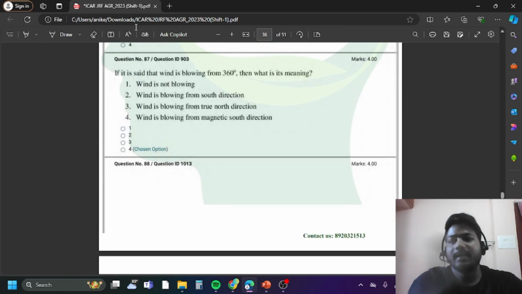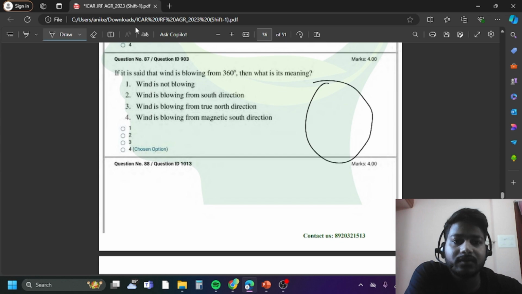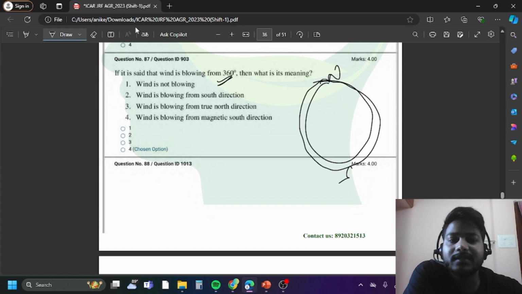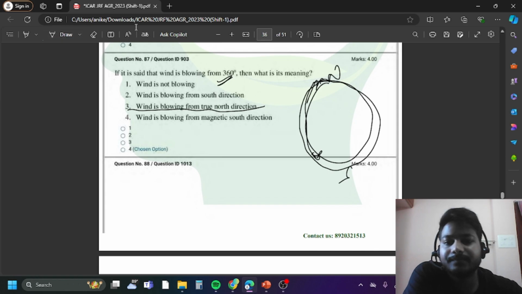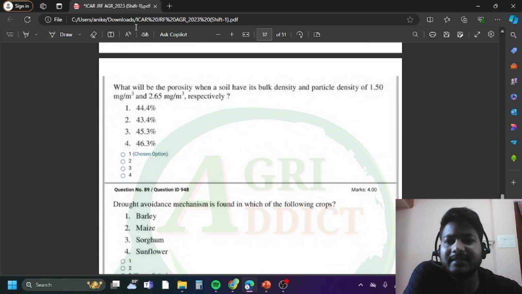Next is, if it is said that wind is blowing from 360 degree. So this is our globe, north and south. If it is said that wind is blowing from 360 degree, what is it meaning? It means the wind is blowing from the north, true north. Wind is blowing from the true north direction. You need to just guess it.